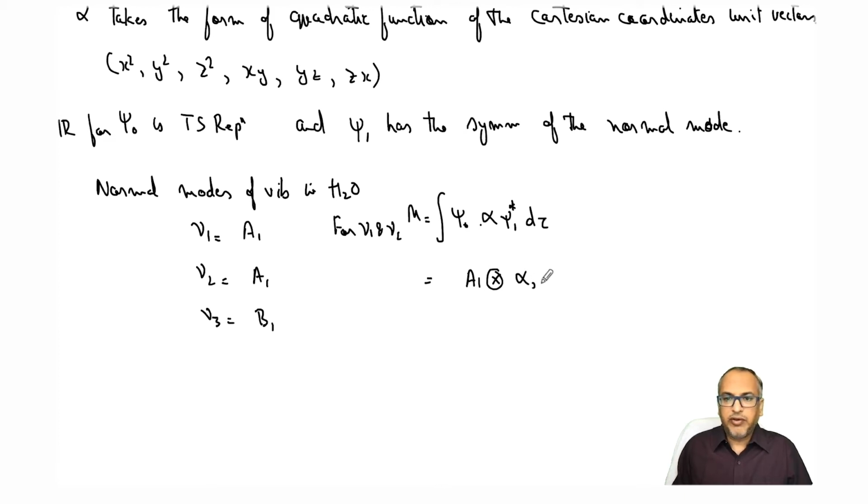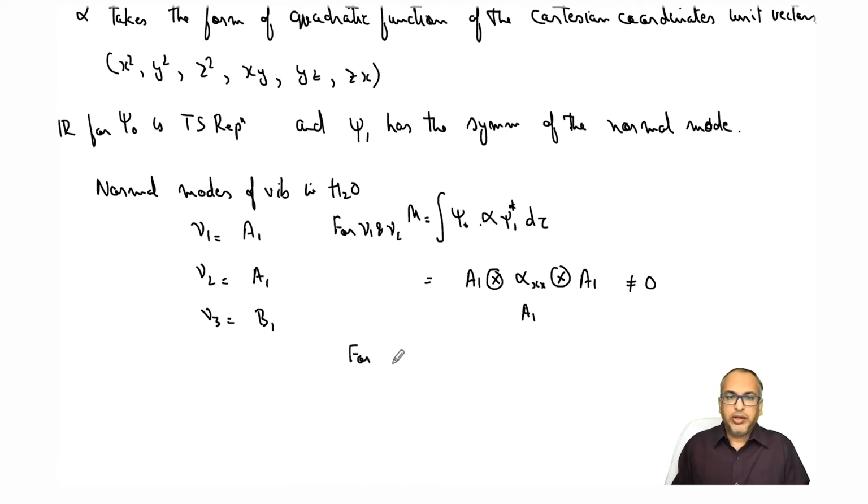So now if I take alpha xx here, that is basically A1, okay? So you can have different alpha components from the character table, but you have to choose which alpha has the same symmetry as psi 1 star. So psi 1 star has the symmetry of the normal mode, which is A1, right? So that means this integration will not go to 0, because it contains the totally symmetric representation.